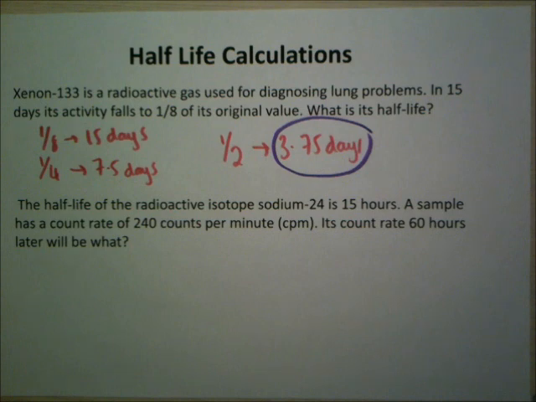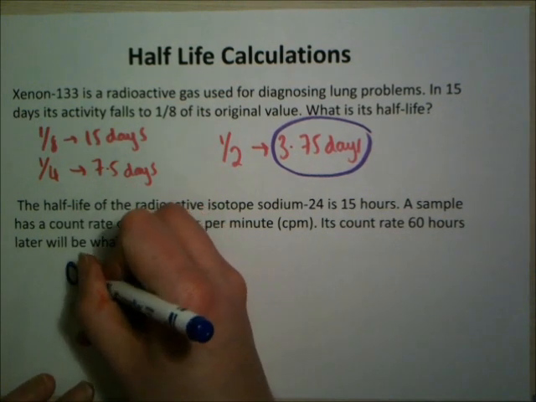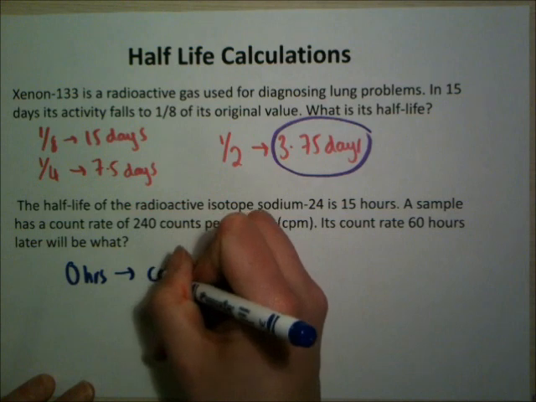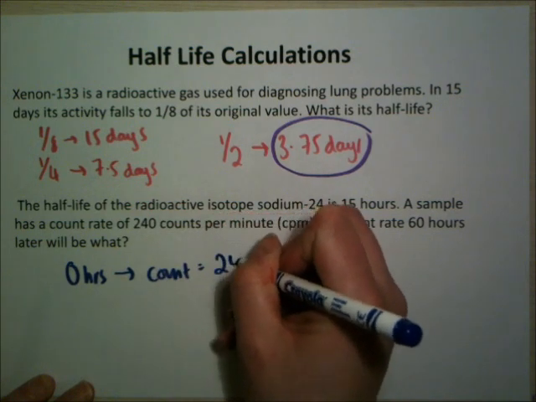Another way they might ask this kind of question is like this. The half-life of a radioactive isotope sodium is 15 hours. A sample has a count rate of 240 counts per minute. Its count rate 60 hours later will be what? So at 0 hours, count is equal to 240.